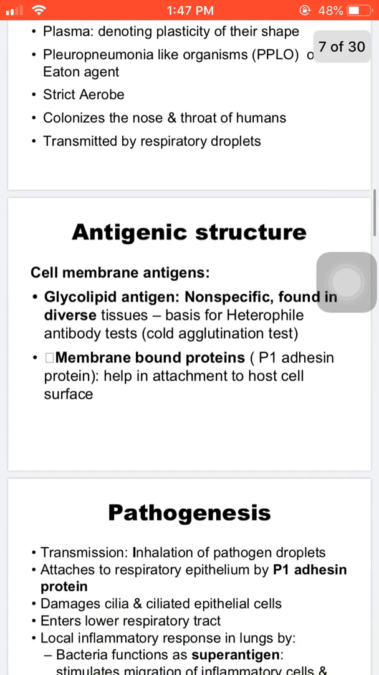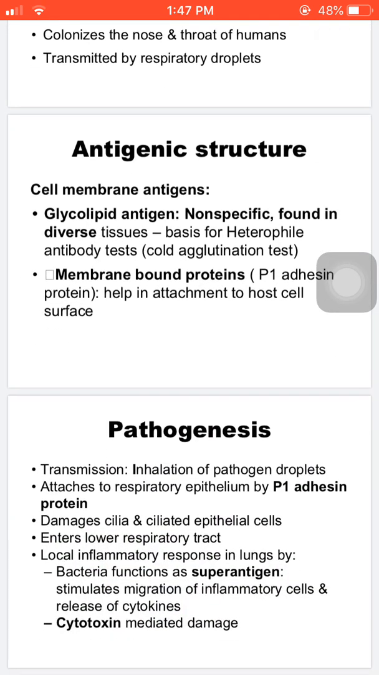Now let us look into the antigenic structure. The antigenic structure includes cell membrane antigens mainly. One is the glycolipid antigens and the other is the membrane protein antigens. Glycolipid antigens are very non-specific. Why non-specific? Because they show antigenic similarity with certain other bacteria as well as cells. So they form a basis for heterophile agglutination tests. We'll be talking about them in subsequent slides. And looking into the protein antigen, the P1 adhesin protein is very helpful for the mycoplasma to attach to the respiratory epithelial cells.